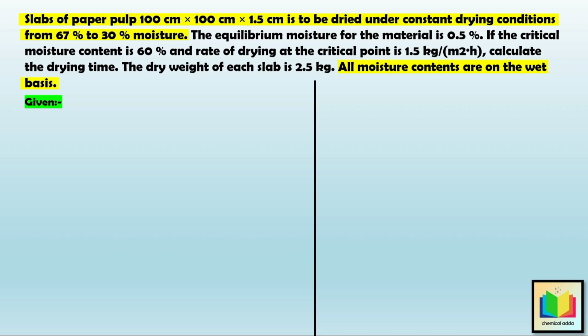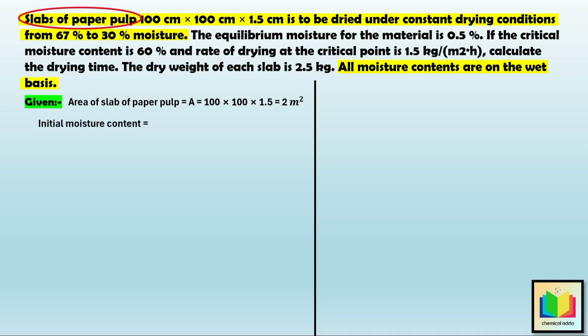So, in this example, drying occurs from a slab of paper pulp under constant drying conditions. Then we are given that the area of the slab of paper pulp, that is A, is equal to 100 into 100 into 1.5 is equal to 2 meters square. Then we are also given that the initial moisture content, which is denoted by small x1, is equal to 0.67. And the final moisture content, which is denoted by small x2, is equal to 0.30.